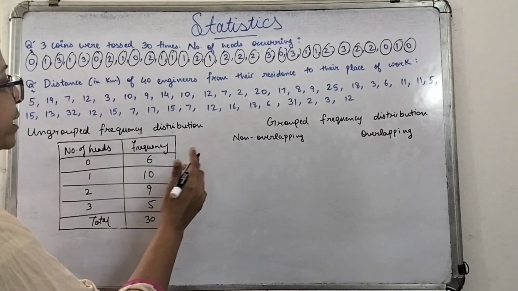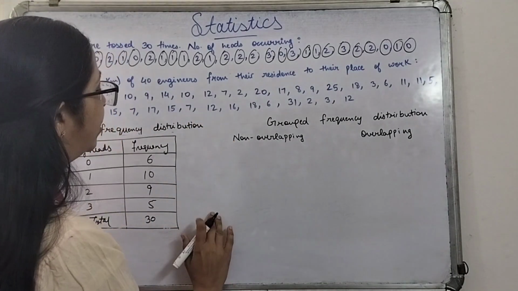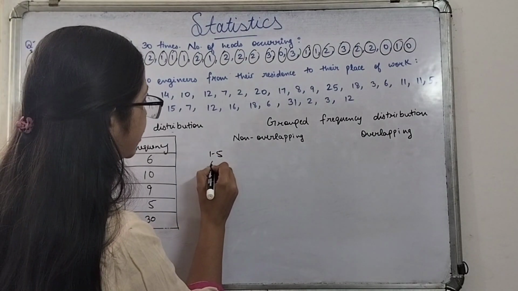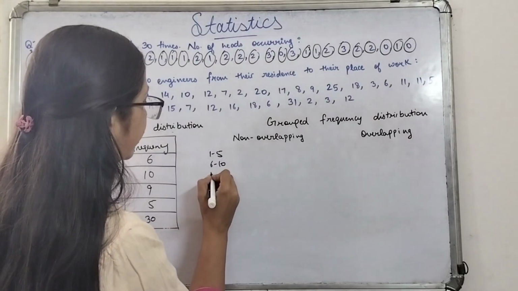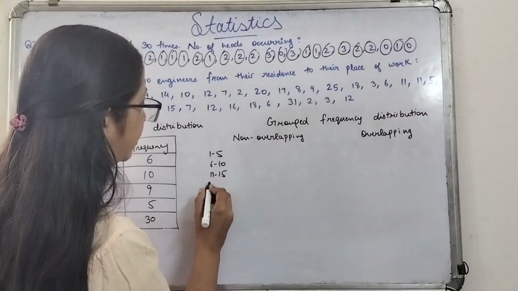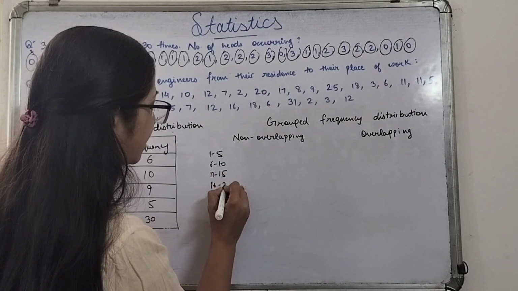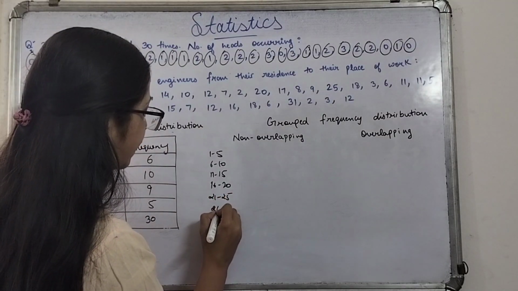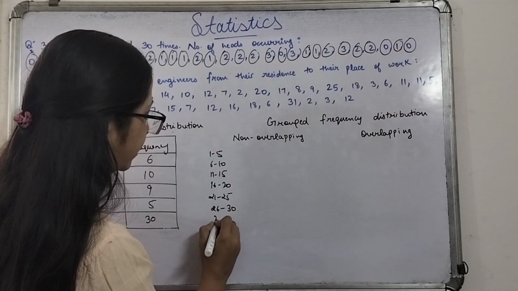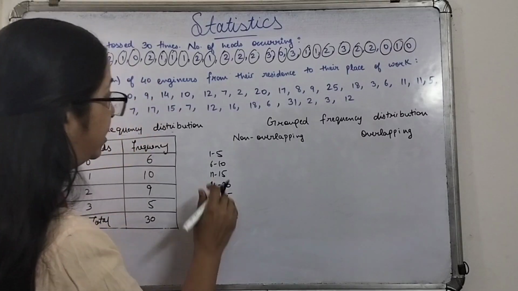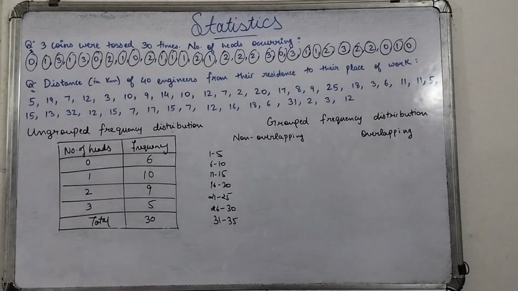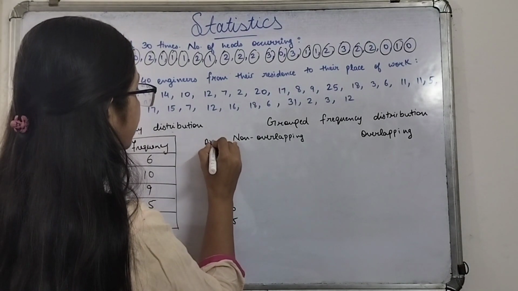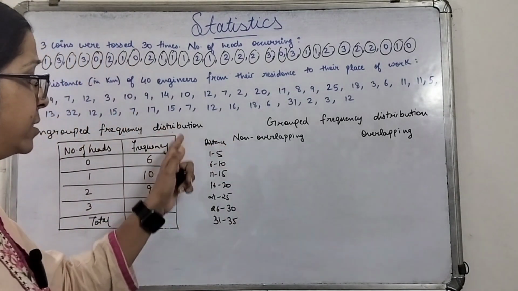So what we will be doing is, we'll be taking your 1 to 5 kilometer, then your 6 to 10 kilometer, then your 11 to 15 kilometer, then your 16 to 20 kilometer, 21 to 25 kilometer, 26 to 30 kilometer, then your 31 to 35 kilometer. This is the class interval we have taken. This is what it is showing, the distance of the residence from the workplace.